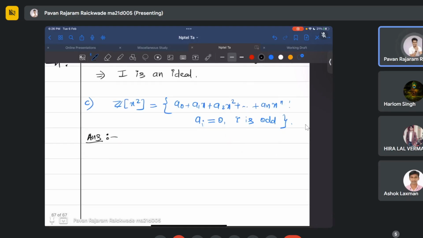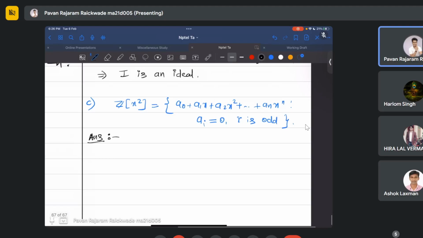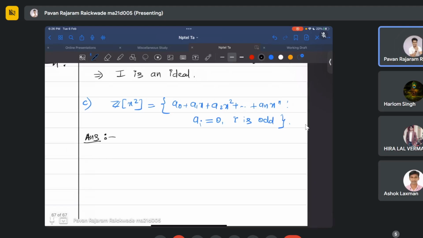Okay, what is your intuition? Naturally, you can think addition of two elements is again there, and 0 is there, so it's a subring, of course. If you multiply, is it a subring? That's the question now. Because an ideal has to be a subring, right? So let's take two elements p, q belonging to Z[x squared].